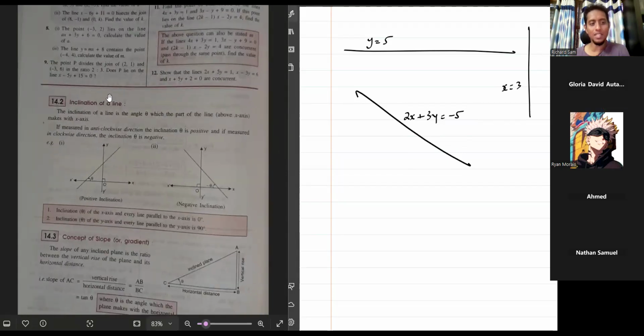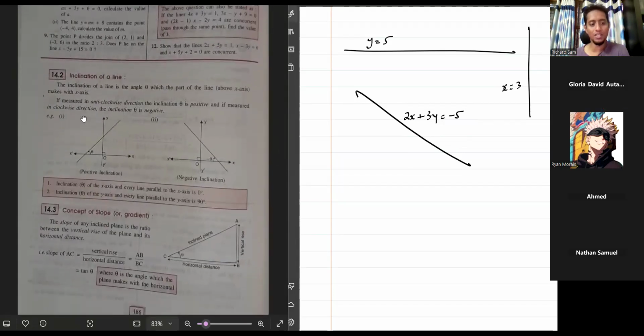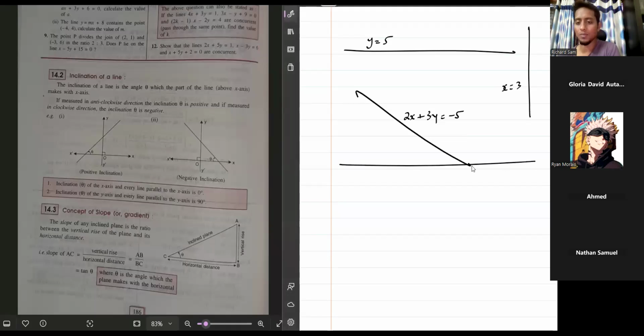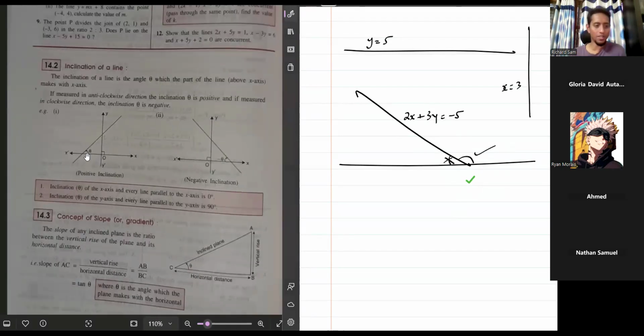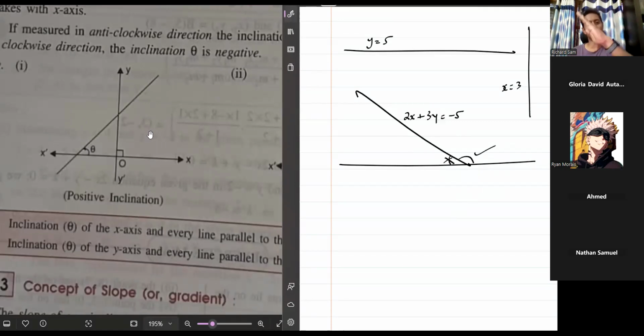There is something called inclination of a line. Inclination is the angle. Okay, the angle is always an angle made with the x-axis, not with the y-axis, always with the x-axis. And the angle is this side, on the right side, not the left side. Okay, not the left, but the right side. This angle is called theta.